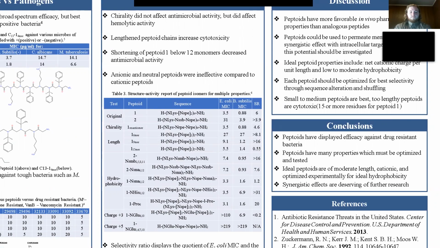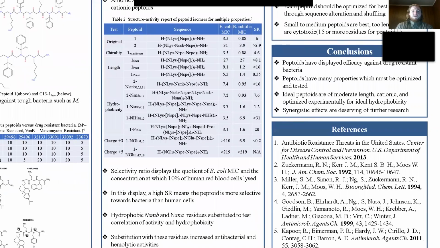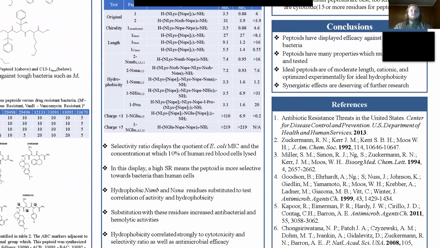It was also found, as you can see in table 3, that the anionic peptoids were almost ineffective compared to cationic peptoids. The selectivity ratio in the above table 3 is a quotient of the dose at which 10% of human cells were lysed and the minimum inhibitory concentration for Escherichia coli. It was also found that increasing hydrophobicity had a similar effect to increasing the length: that increased the antimicrobial activity, but also the cytotoxic activity.